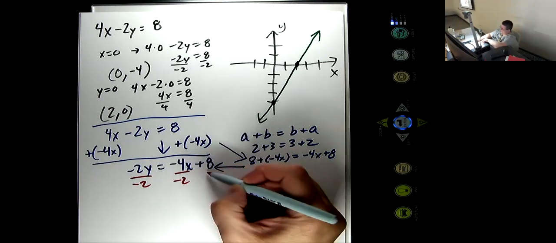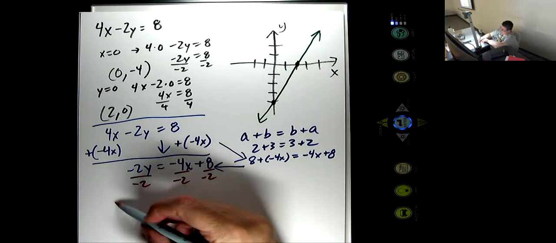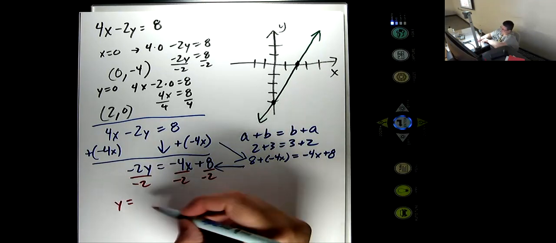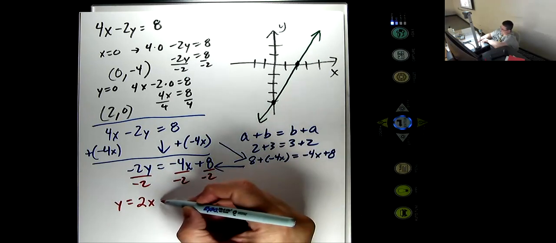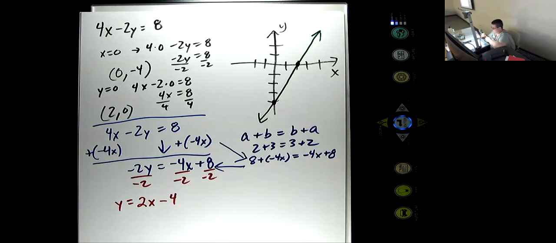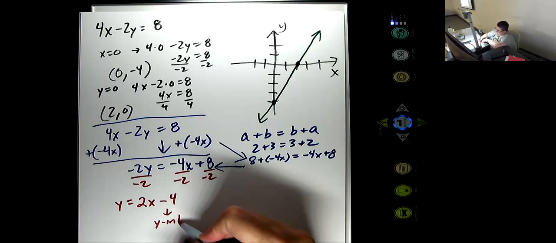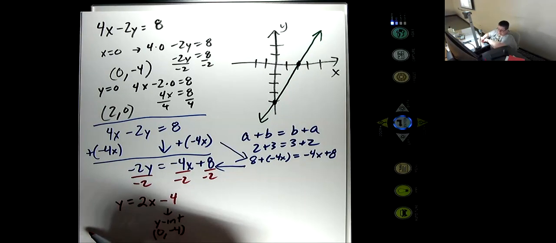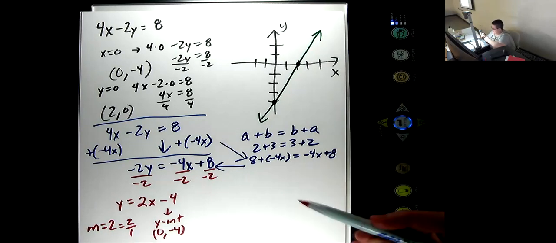Now I gotta divide by negative 2, and I gotta divide everything by negative 2. y equals negative 4 divided by negative 2 is positive 2. And 8 divided by negative 2 is negative 4. So I have a y-intercept of 0, negative 4. And my slope is 2, which is the same thing as 2/1.